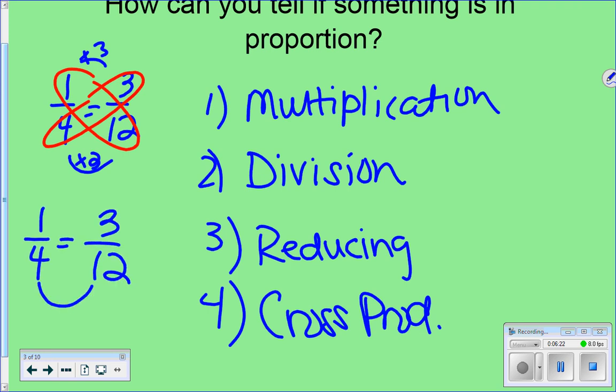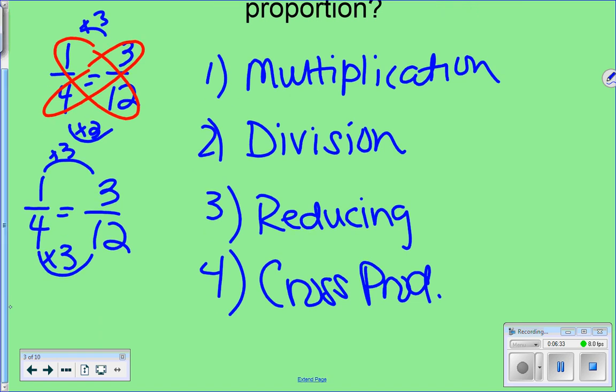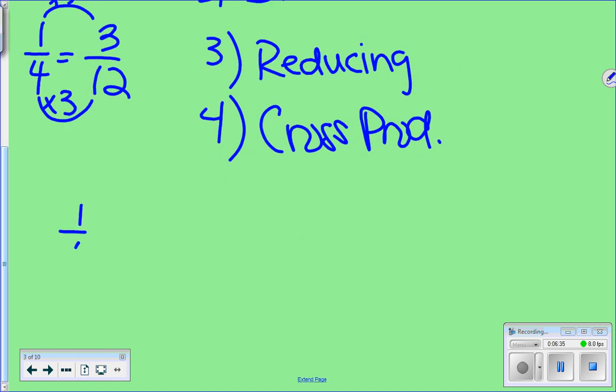What's 4 times 4 gives me 12? So 1 times 3 is... see how I multiply both by the same and I got that, I know that's in proportion. But if I would go like this, let's say I have 1/4 and 2/9.